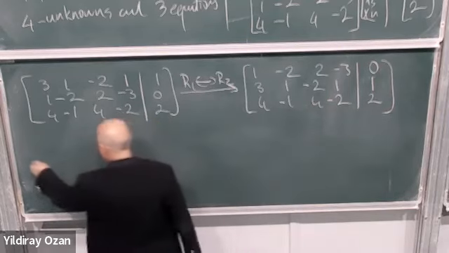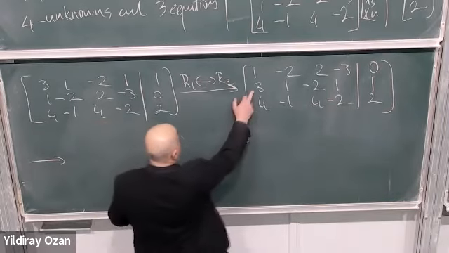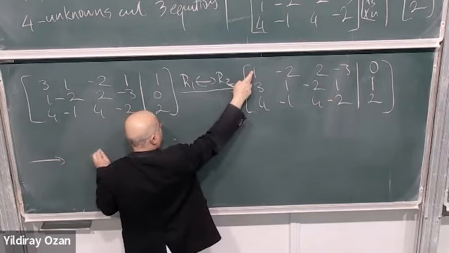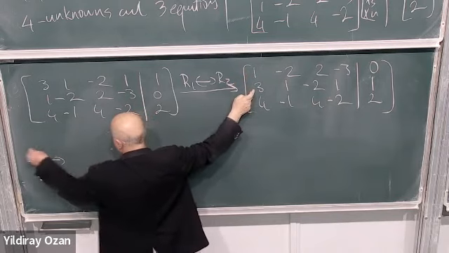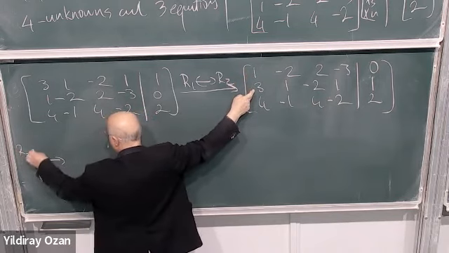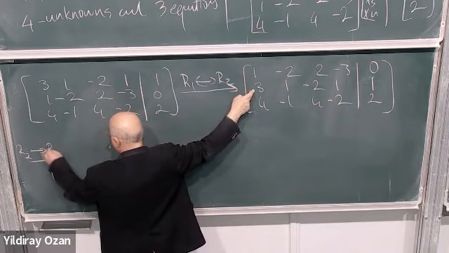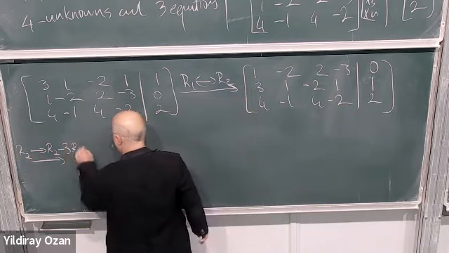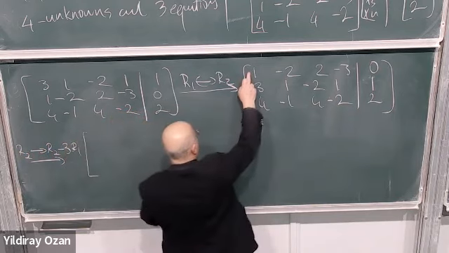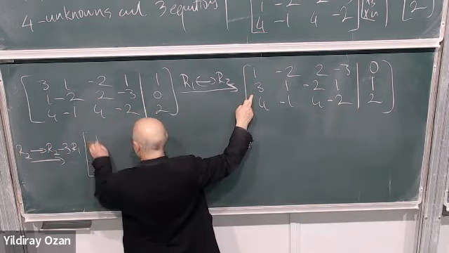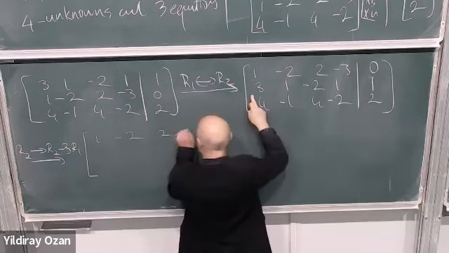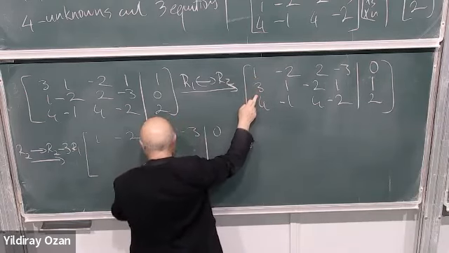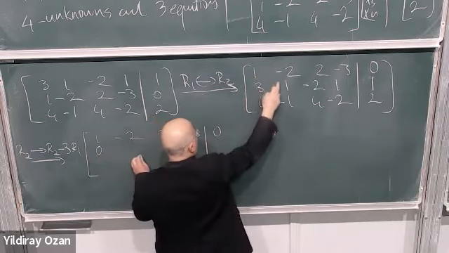To kill this guy, let's multiply this by -3 and add to this one. So this will replace the second row with the second row minus 3 times the first row. The first row doesn't change at all. You multiply with -3 and add to this one, you get 0.